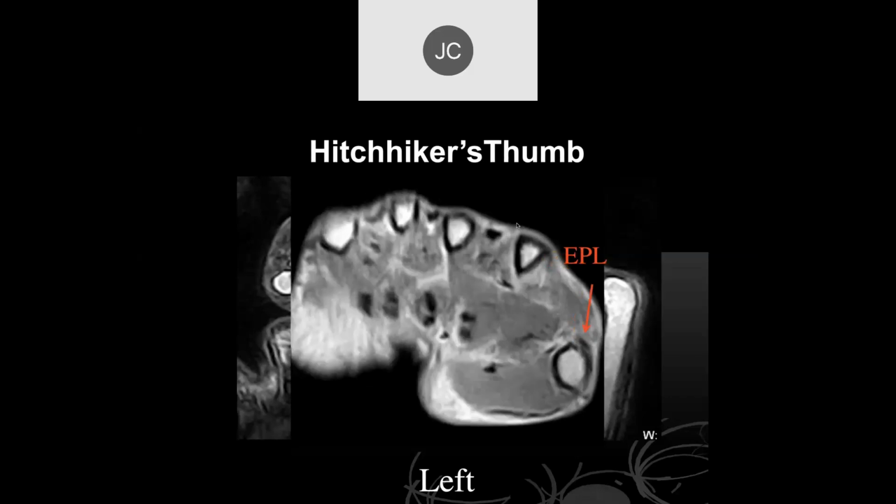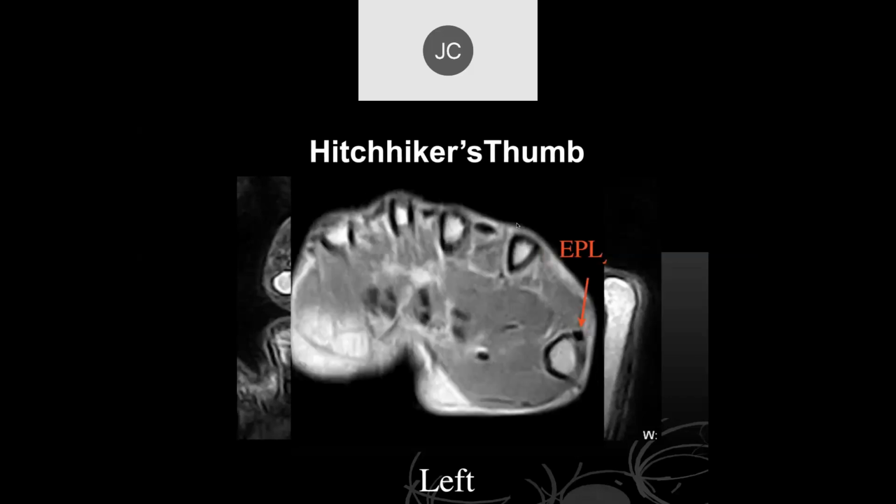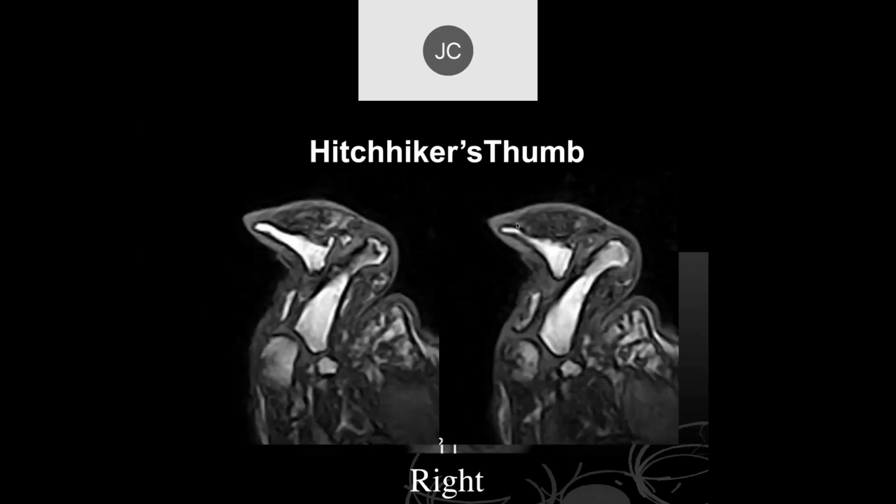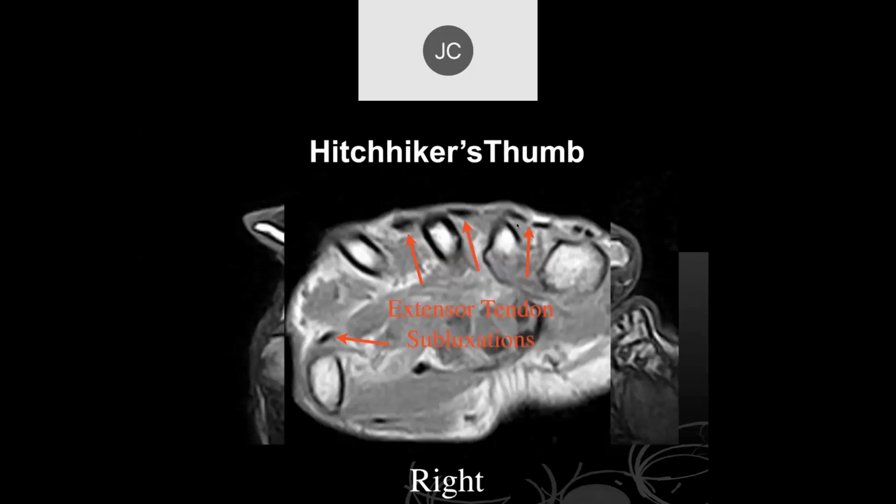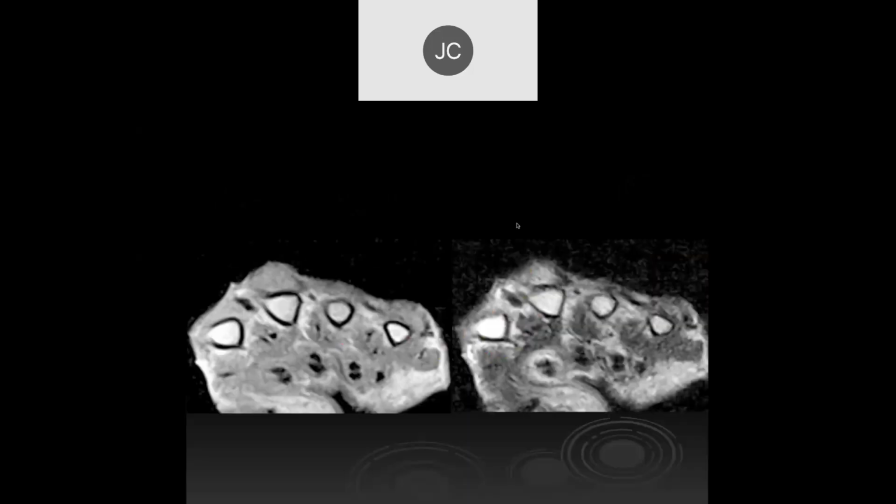And this is called hitchhiker's thumb. This is on the left, and this patient has the same thing on the right, with dislocation, in this case, of the interphalangeal joint. So a lot of weird problems with chronic rheumatoid arthritis if you can't control the inflammation, and it goes on to destroy the supporting soft tissue structures of the hand.